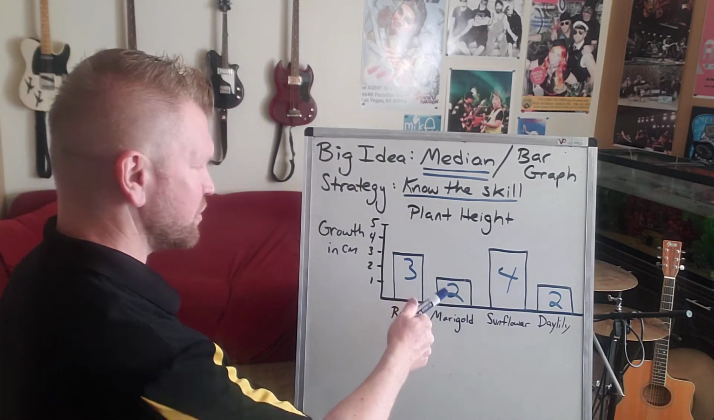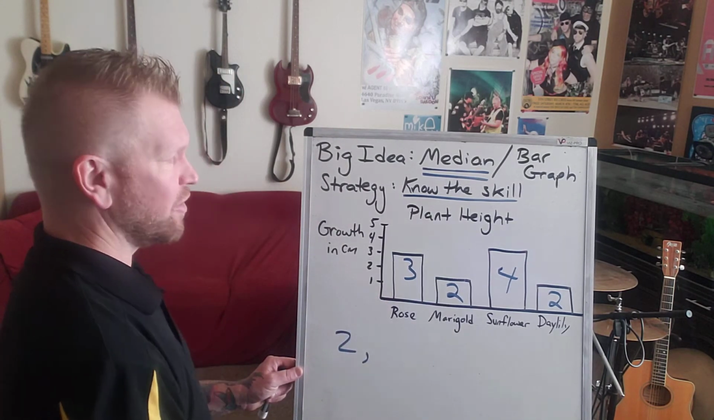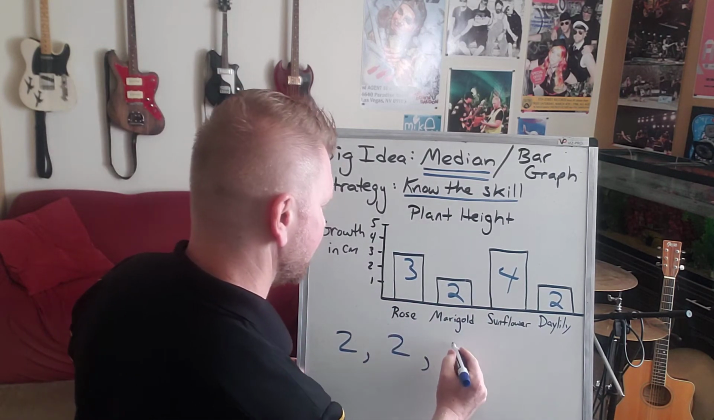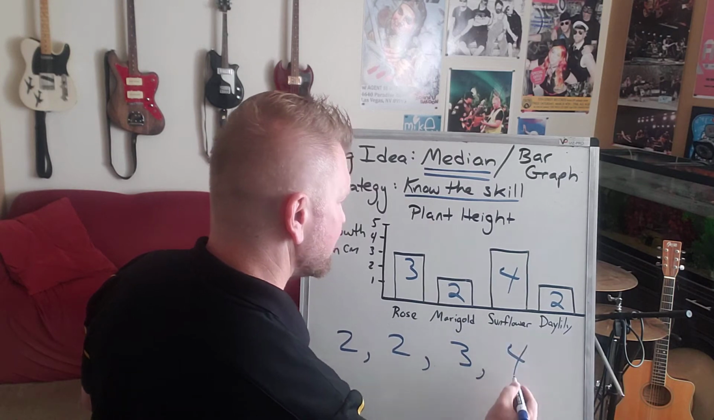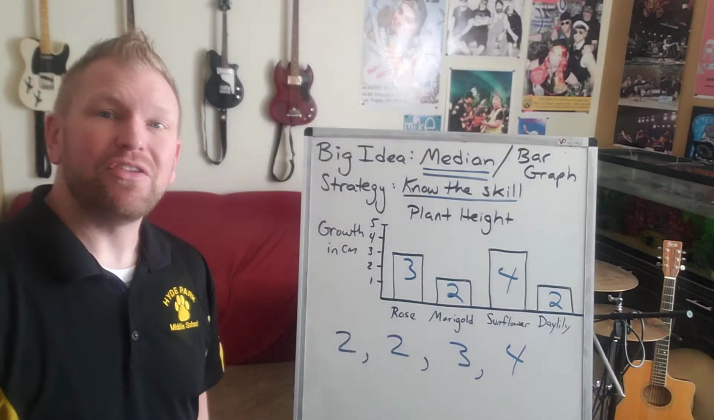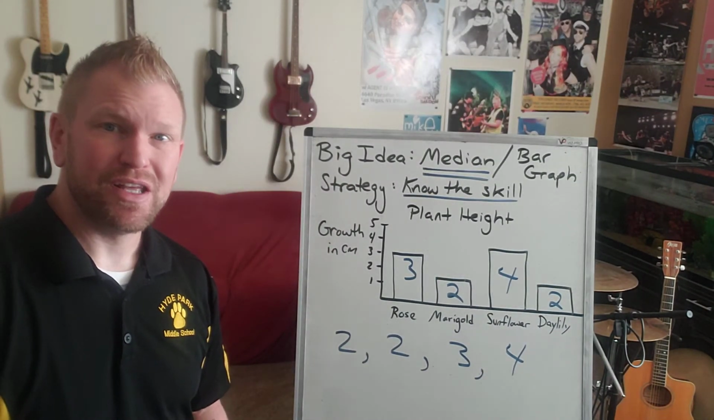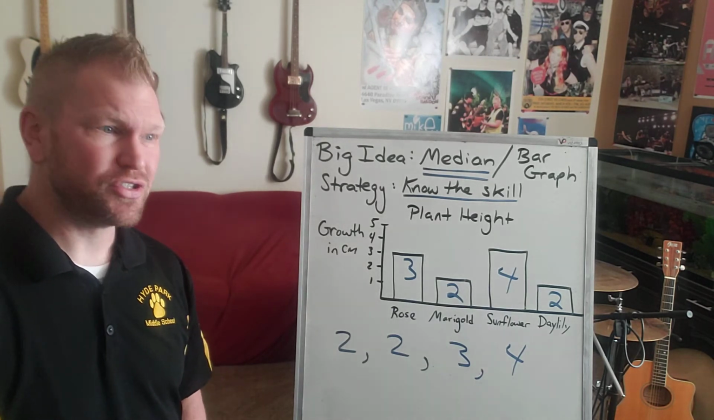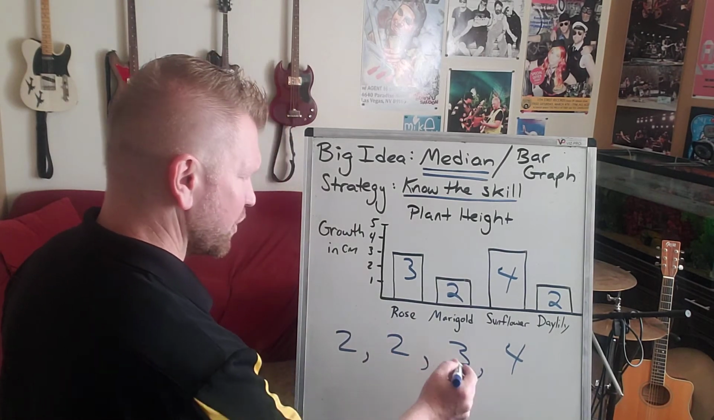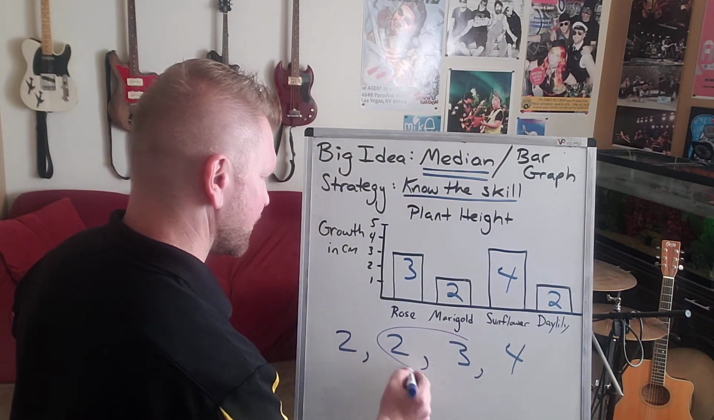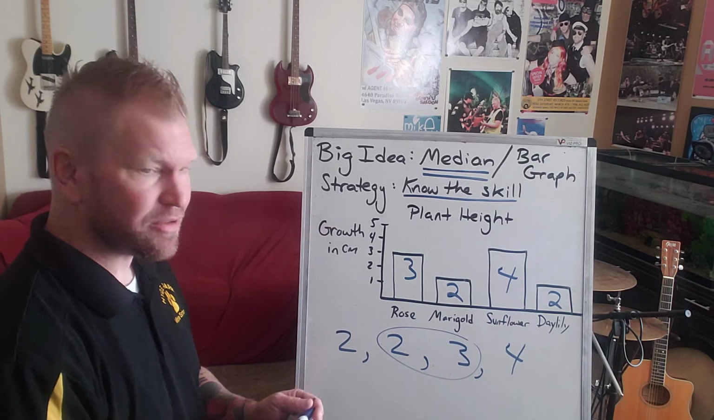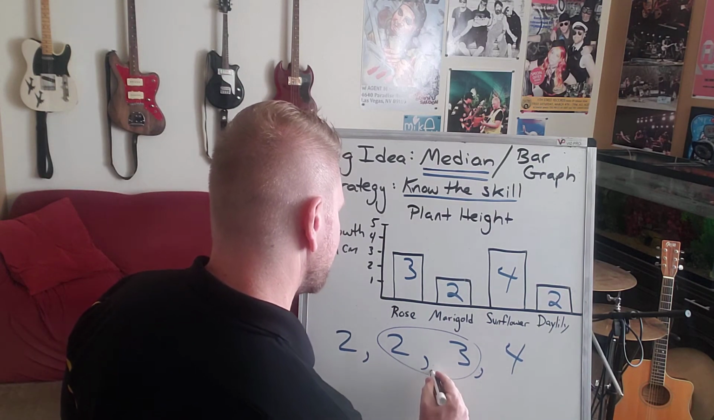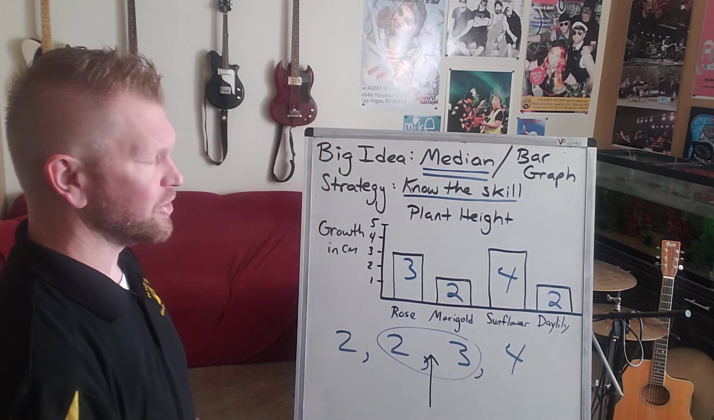So the lowest number is 2, followed by the next lowest number, which is the other 2. The next number is 3, and the next number is 4. So you want to put your data in order. Now basically the middle number is the median. However, sometimes you have an even number of numbers, so there's not one number in the middle, there's 2. In this case, the 2 and the 3 are both kind of the middle numbers. When that happens, the median is going to be directly between them. So if you know it's exactly between 2 and 3, then that number is the median.